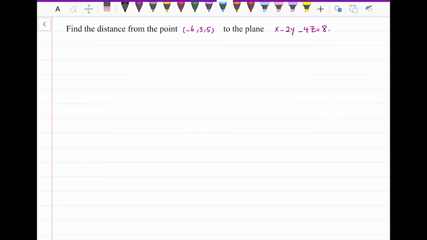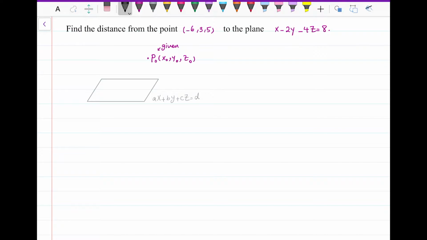We have a plane like this, and we have a point, let me call it P0, with the coordinates x1, y1, and z1. This is given, and also the plane is given. Let me write the equation of the plane in a general case: ax + by + cz = d. Basically a, b, c, and d are just numbers, and the variables are just x, y, and z.